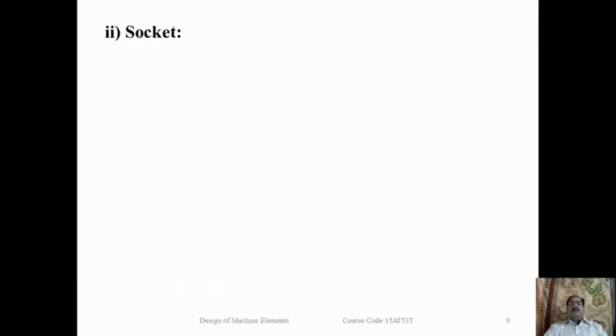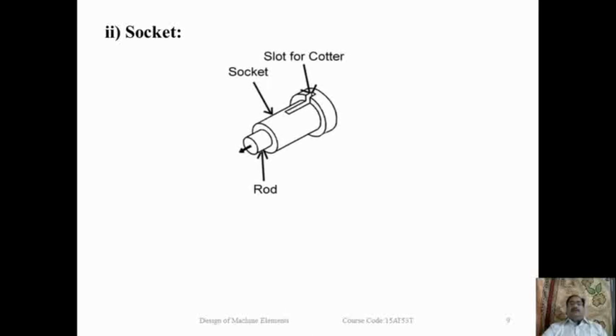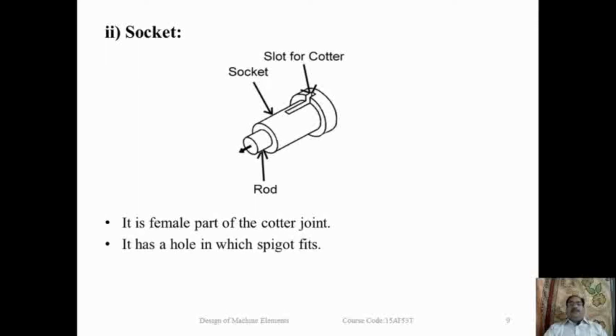Next is the socket. This is our socket. This is the socket and this is the socket rod. This is the slot for the cotter, and again this is the collar of the socket. This socket is the female part of the cotter joint. It has a hole in which the spigot fits. It also has a rectangular slot for the cotter to pass through.